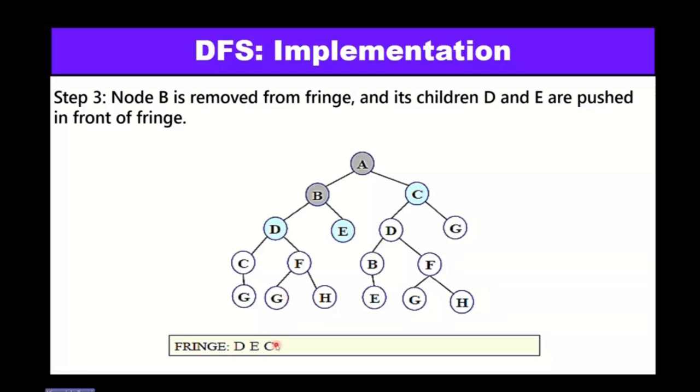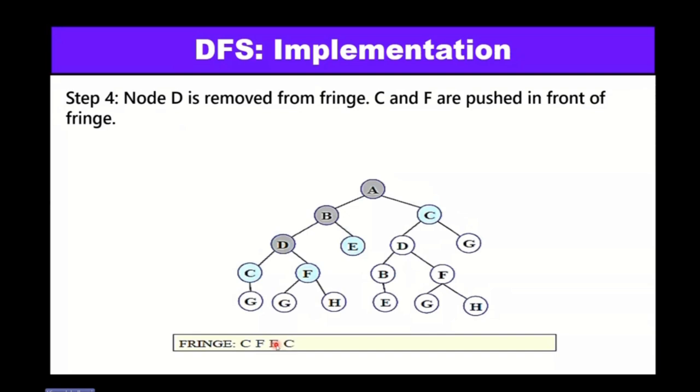Now at the top of the stack was D. So D will be pushed out, and now C and F will be there. Already there are E and C, correct? So C is there. So D is removed. C, F, E, C was as it is. So the top of the stack should be removed. That is our logic.